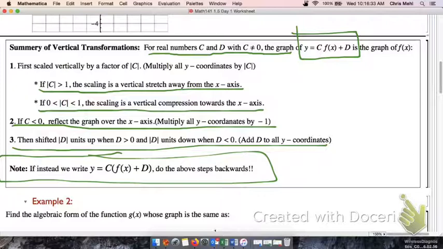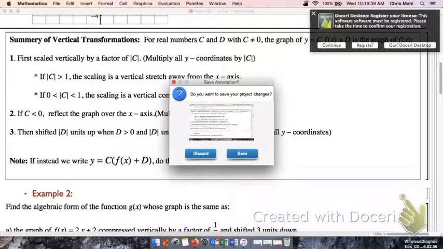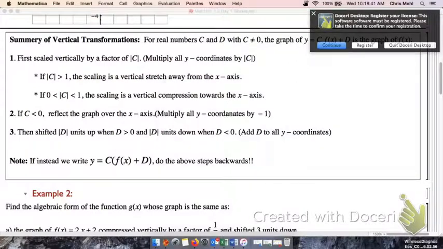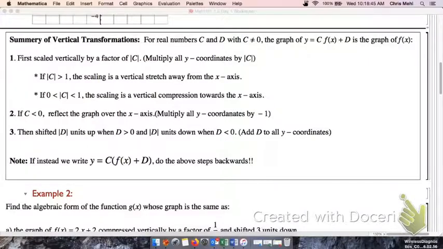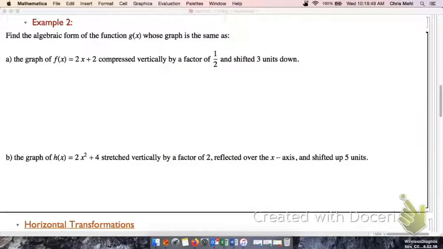Okay, and then what we did was, from here, we finished up class by starting with algebraic expressions.